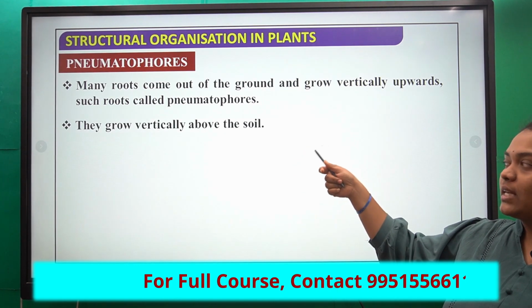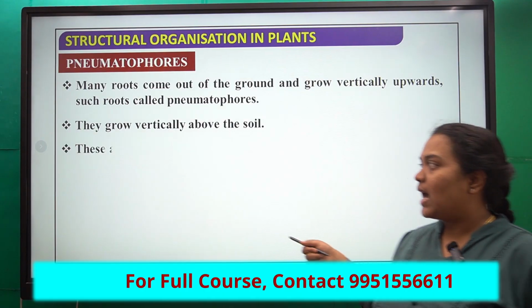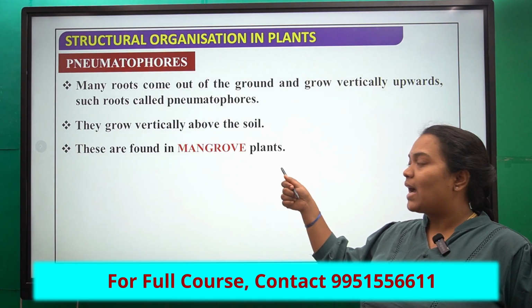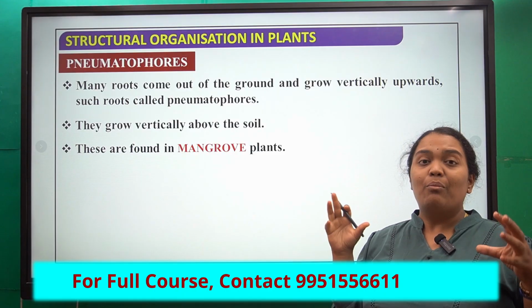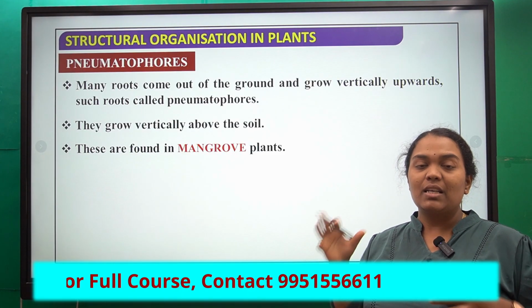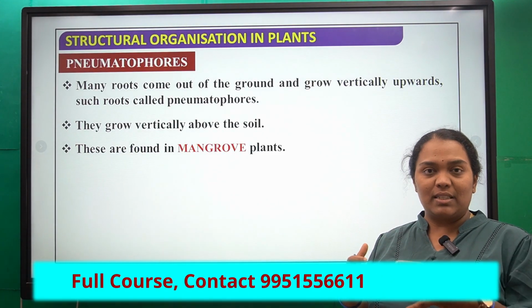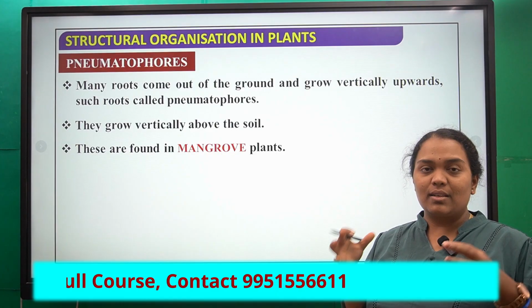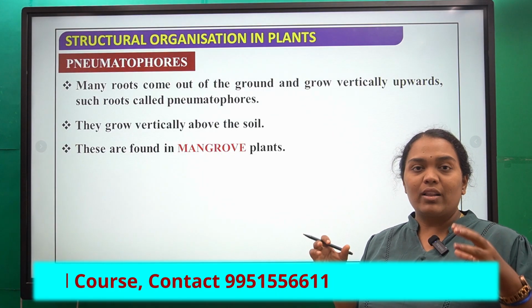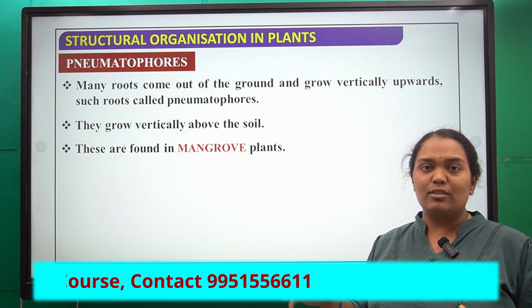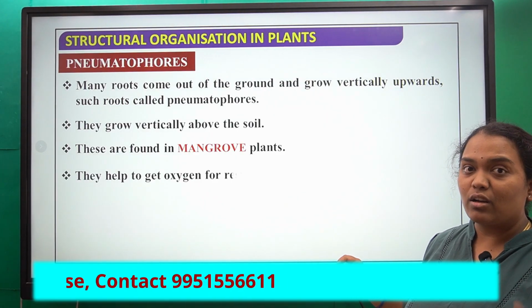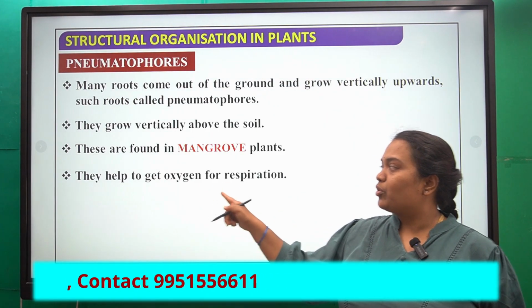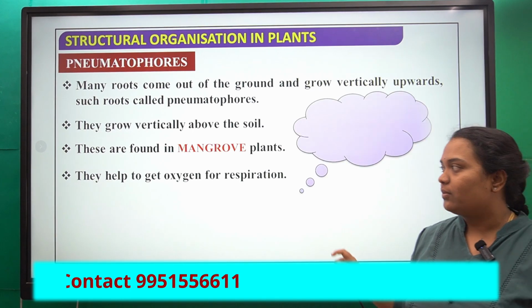They grow vertically above the soil and these are found in what? Mangrove plants. Why are these mangrove plants growing in marshy areas? Marshy means the mud and the water are mixed up. The soil and water are mixed up, so there is no oxygen present inside the soil. That's the reason mangrove plants which are growing there have undergone this modification. They help to get oxygen for respiration.